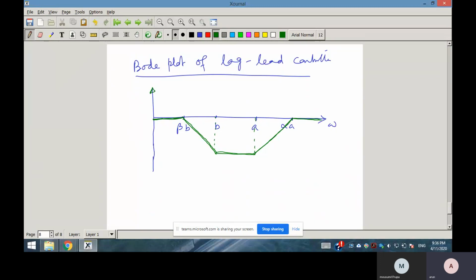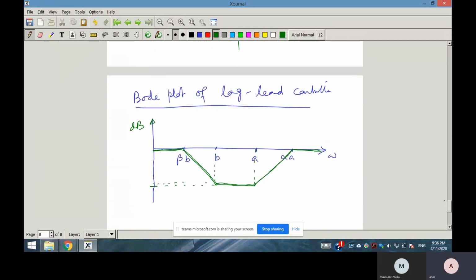So this is the magnitude, this is dB. And what is this value? Now you will understand why I have considered alpha beta equal to 1. Because alpha beta equals 1, the magnitude is flat from A to B. So this magnitude is 20 log of beta.